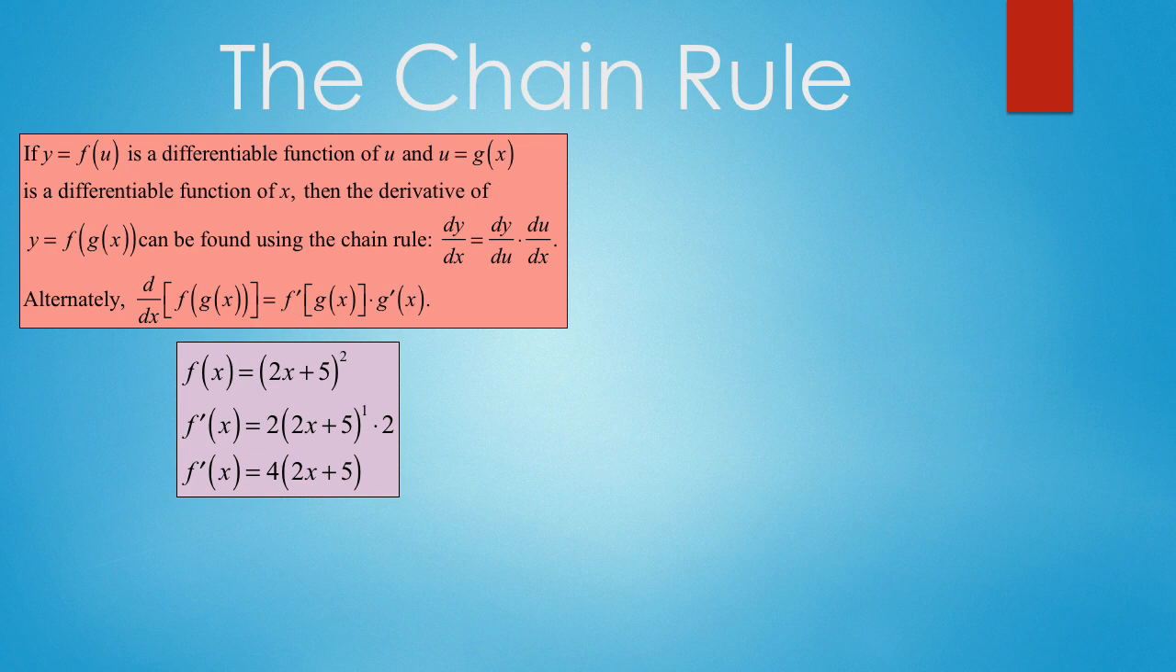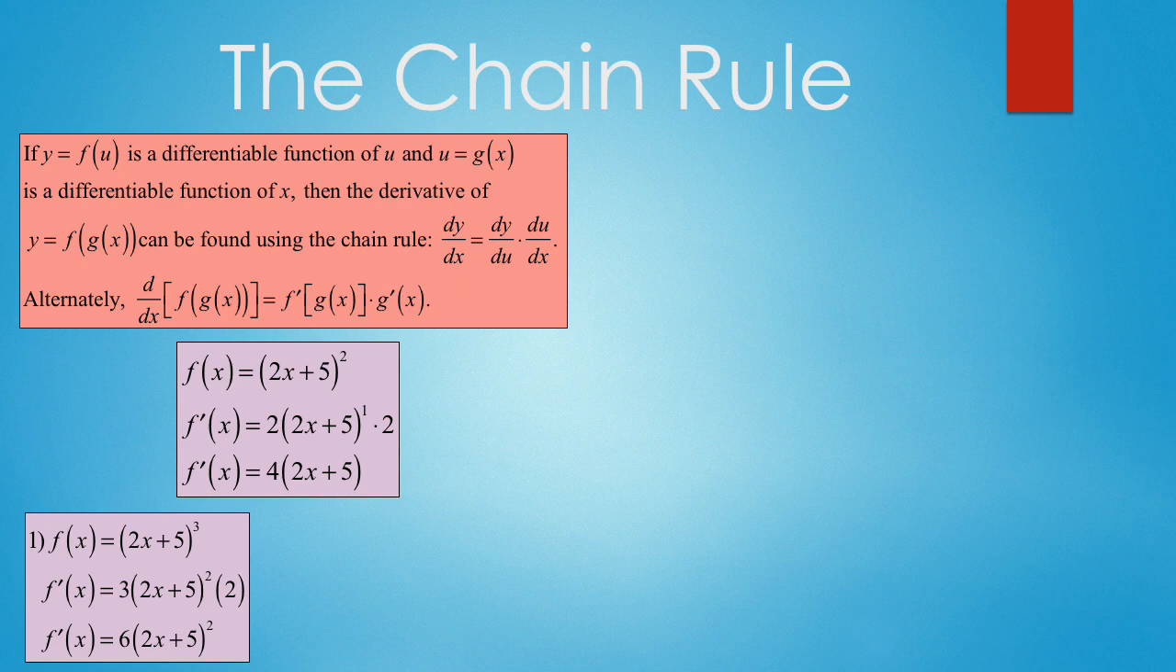So, to take the derivative of f(x) equals (2x plus 5) squared, rather than expanding the expression, we're going to use our power rule. f prime of x is equal to 2 times 2x plus 5 reduced down to the first power. But now we must use the chain rule and take the derivative of 2x plus 5, which is 2. So our final answer is f prime of x equals 4 times the quantity 2x plus 5.